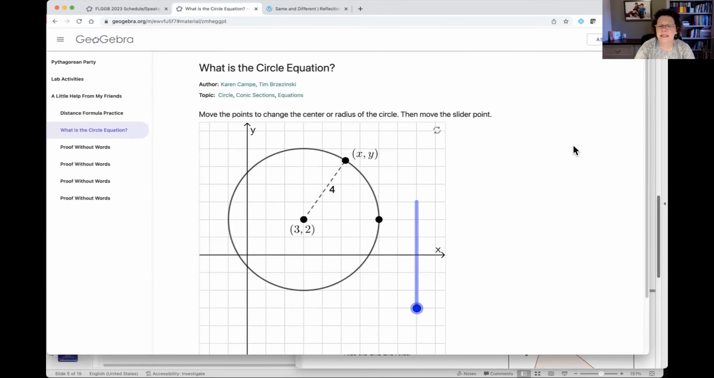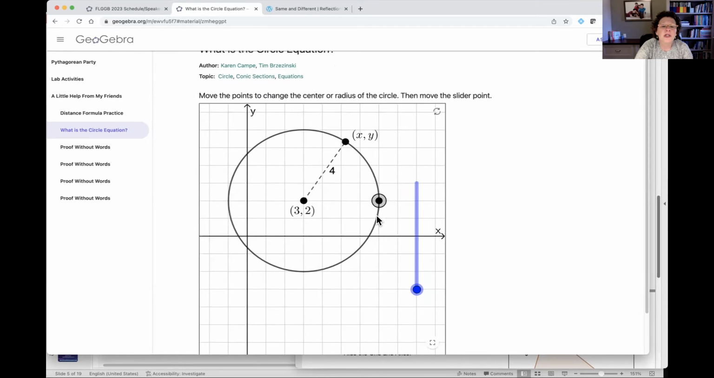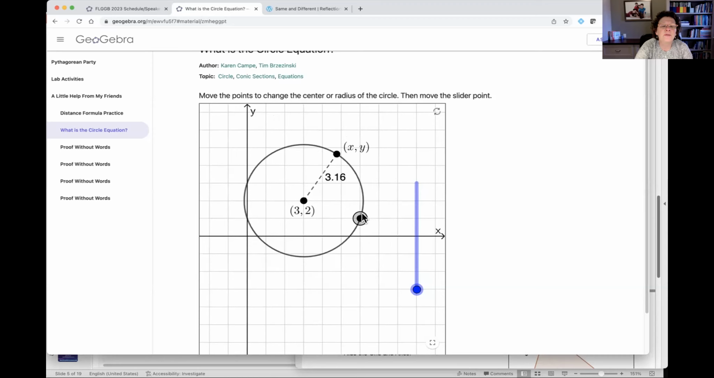Another friend, Tim Brzezinski, you all know Tim, he's done some fabulous things. I said, Tim, I want to show this with a circle. And the circle equation is also the distance formula. So we can change the radius of our circle.